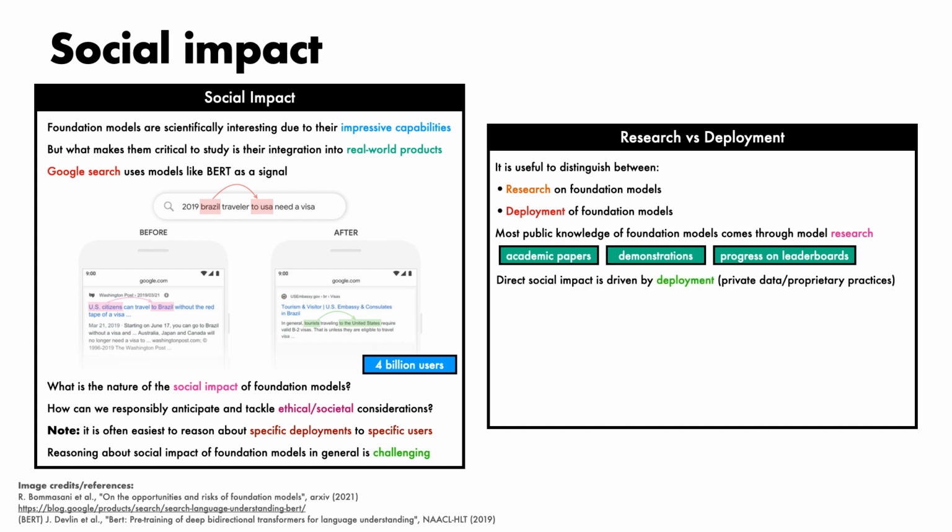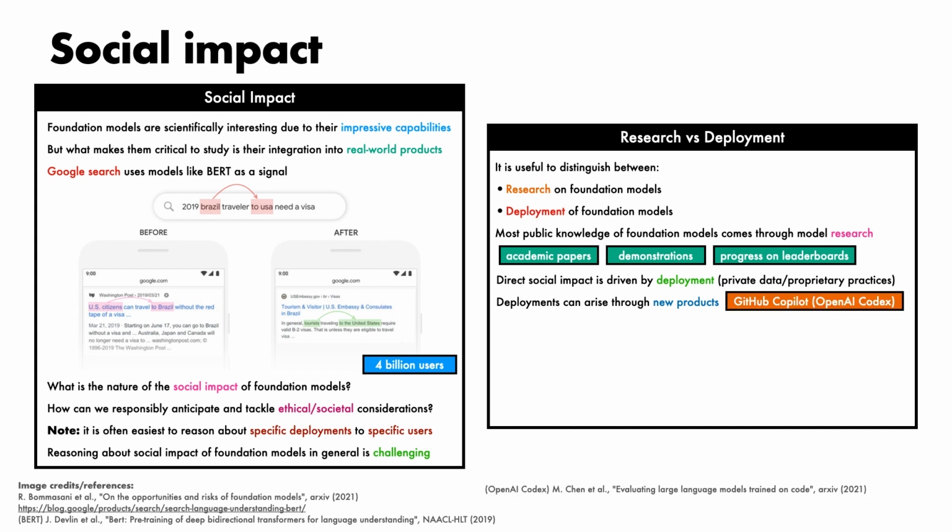However, much of the direct social impact of these models is driven by deployment, with models typically trained on private data using proprietary practices. These deployments can arise through new products, an example of which is GitHub Copilot, which is based on the OpenAI Codex model. However, deployments can also arise from upgrades to existing products, such as Google Search.